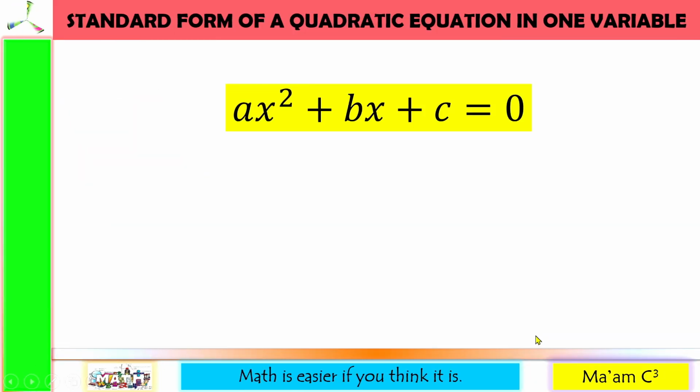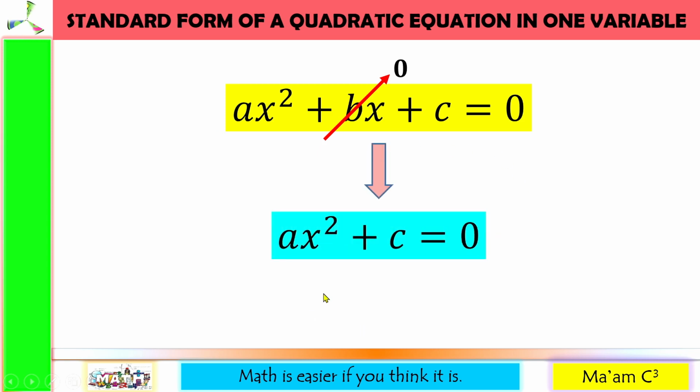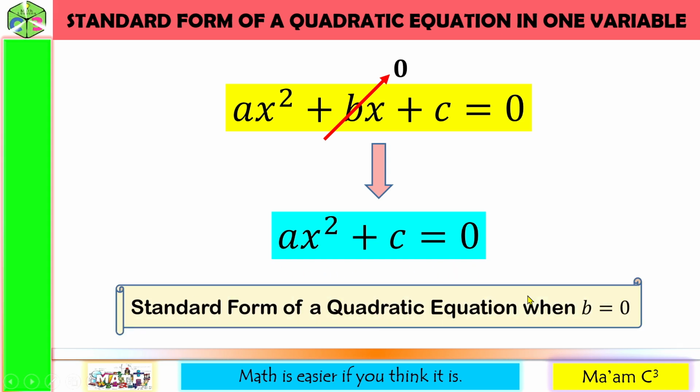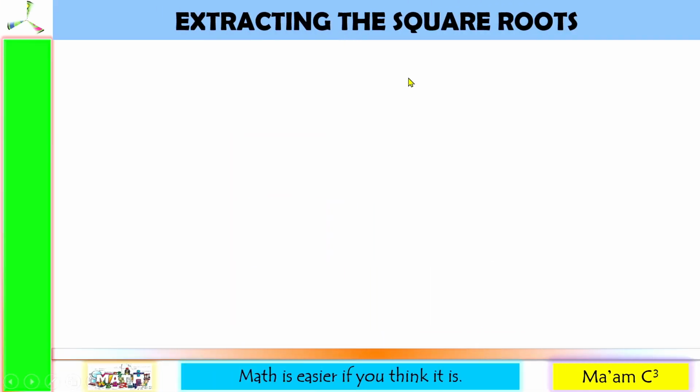You have learned the standard form of a quadratic equation in one variable is expressed as ax squared plus bx plus c is equal to 0. Now, if we do not have a linear term, meaning our b is equal to 0, then this equation becomes ax squared plus c is equal to 0. This is the standard form of a quadratic equation when b is equal to 0. Now, how do we solve this kind of quadratic equation? By extracting the square roots.